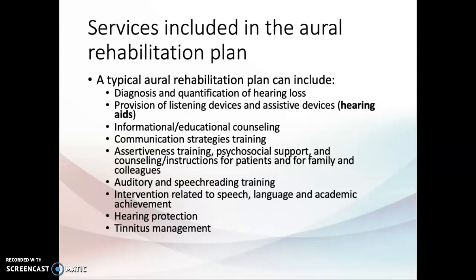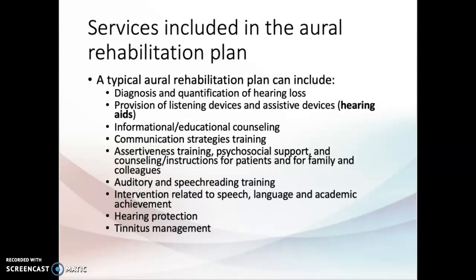Almost every plan includes the provision of listening devices, usually in the form of hearing aids. There's informational counseling. We talk about communication strategy training, helping people understand what strategies to use for enhancing communication. Some people really need this assertiveness training. Some people don't. Some people do. Psychosocial support and counseling.